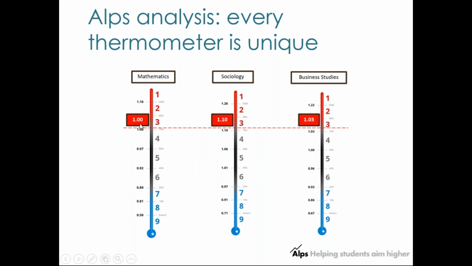Maths requires exactly everybody getting their minimum expected grade at 1.00. Sociology requires the students on average to get half a grade more than their minimum expected grade to be ranked as a top 25% sociology group, and business requires a little more than everybody getting their minimum expected grade to be top 25%.